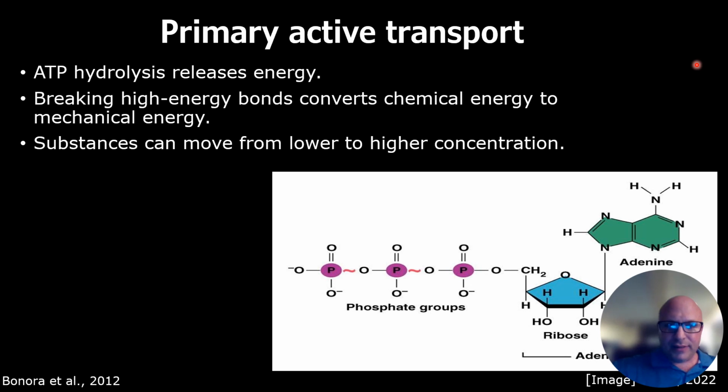Primary active transport. ATP hydrolysis. You have your three phosphate groups. You have your hydrogen, your oxygen. Okay, breaking the high energy bonds converts chemical energy to mechanical energy. Substances can move from a low concentration to a high concentration.